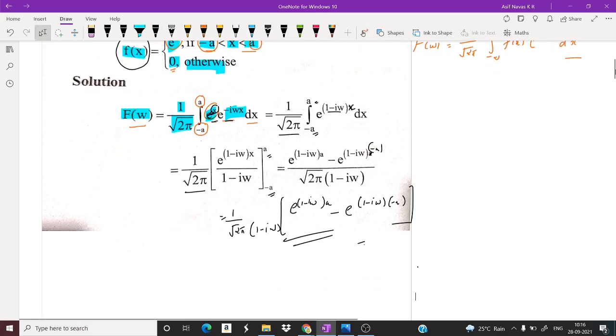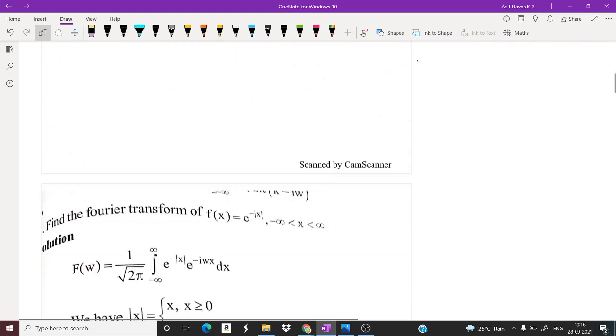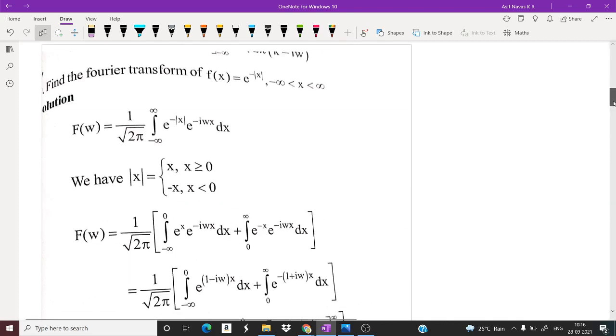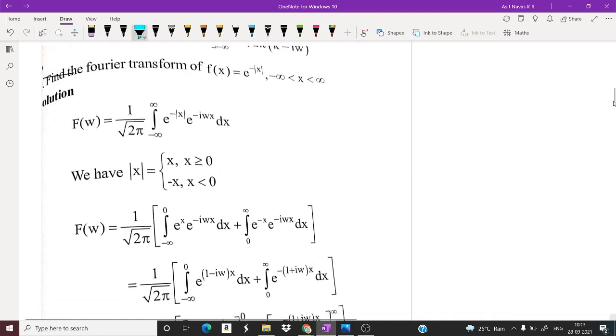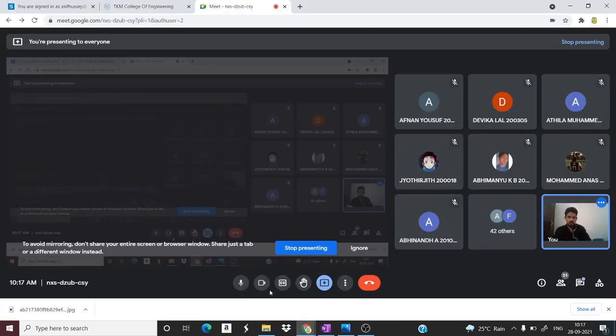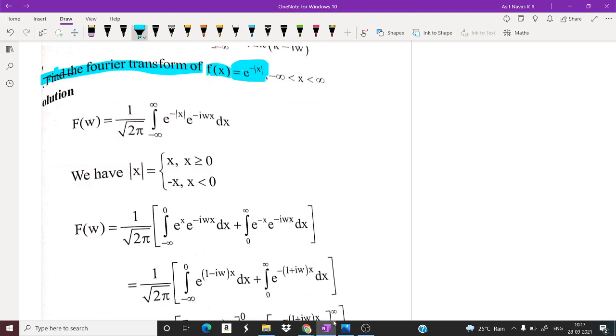So now next we will do another problem, and this is a very important problem. Here we are integrating a modulus function. So the second question is: find the Fourier transform of f(x) equal to e raised to minus mod x, for minus infinity less than x less than infinity.